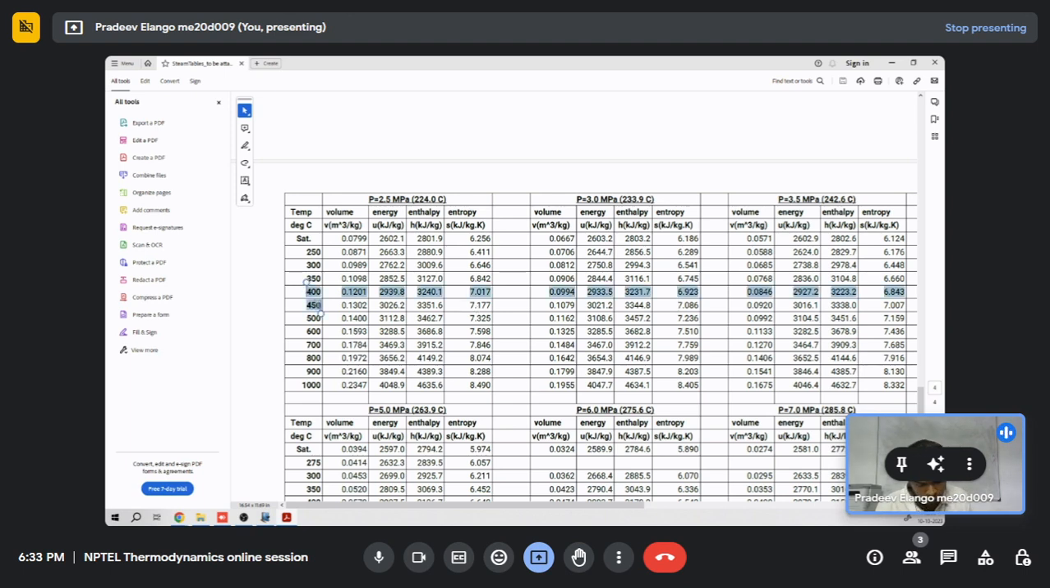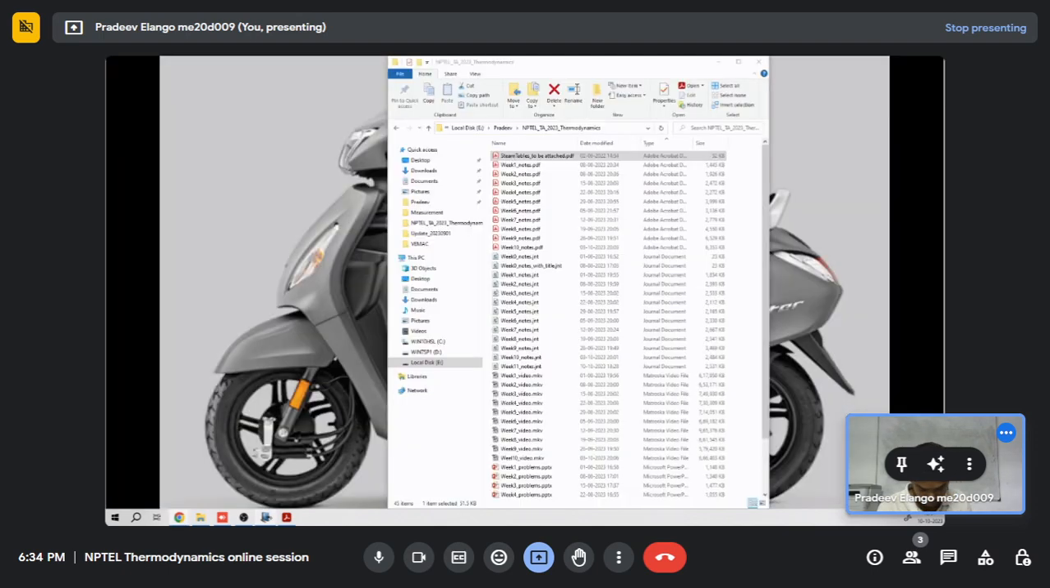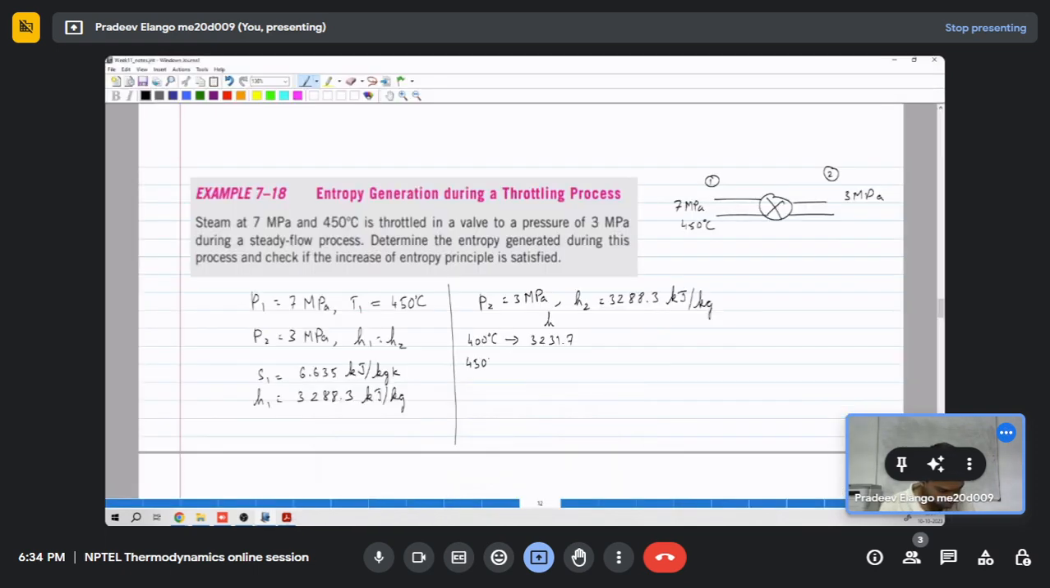At 400 degrees Celsius, the enthalpy is 3231.7, and at 450 degrees Celsius it is 3344.8. So now we need to calculate for 3288.3. We can write the straight line equation: y minus y1 by y2 minus y1 is x minus x1 by x2 minus x1.